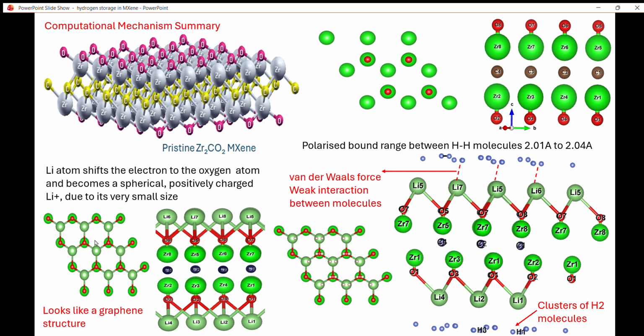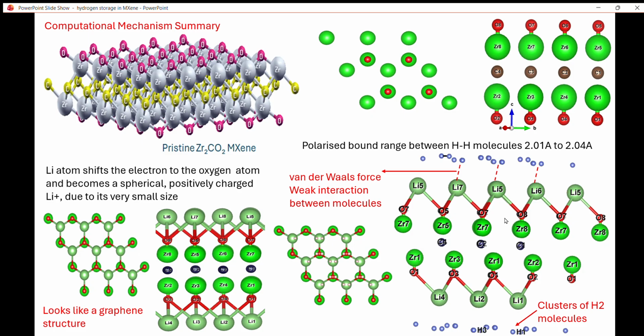This is the front view. It looks similar to graphene. Here you see the structure looks like graphene, and this is the top view of how lithium ions are placed on the oxygen layer. In this situation, it has a positive charge, and now I insert the hydrogen molecule near the lithium positive charge. Like this is the hydrogen molecule. In the next figure, this is the top view of hydrogen inserted in pure MXene with addition of the lithium atoms.